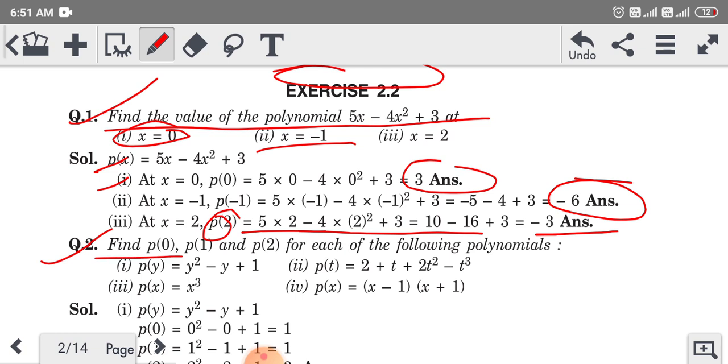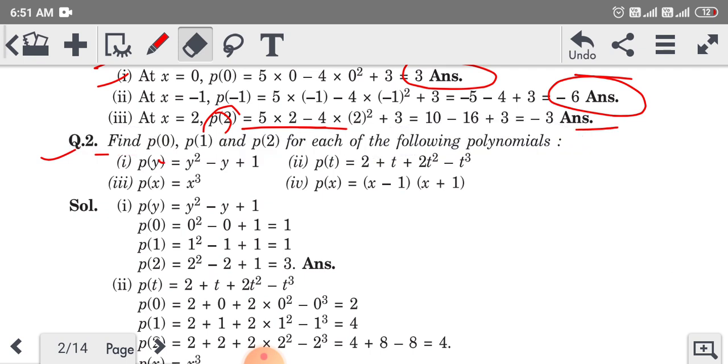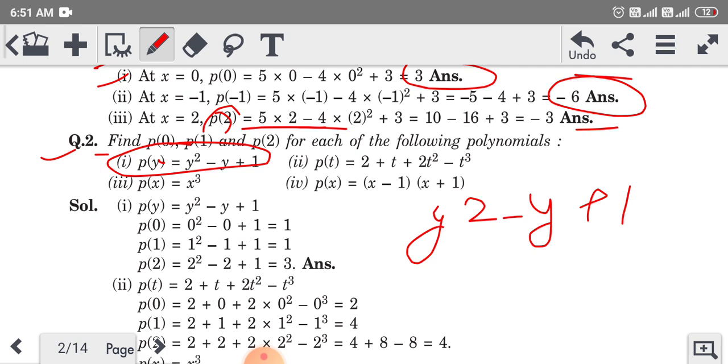Second: find p(0), p(1), p(2) for each of the following polynomials. First, the polynomial p(y) is equal to y square minus y plus 1. So p(0): replacing y with 0 we get 0 square minus 0 plus 1, that will be 1. Replacing y with 1 we get 1 square minus 1 plus 1, that's equal to 1. Replacing y with 2, that is 2 square minus 2 plus 1, is equal to 3. Answer.